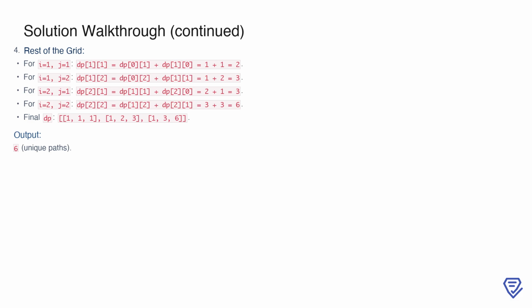We repeat this process for all remaining cells, arriving at a final DP table where the bottom right cell, DP[2][2], contains the total number of unique paths, which is 6. This means there are 6 distinct ways to traverse the grid from the top left to the bottom right corner.